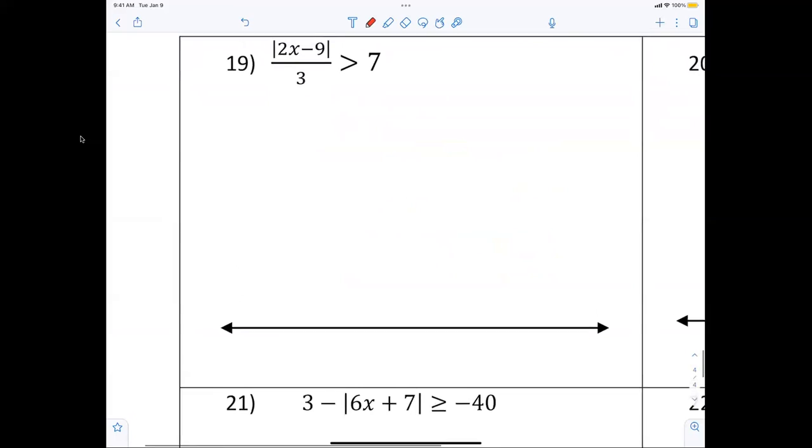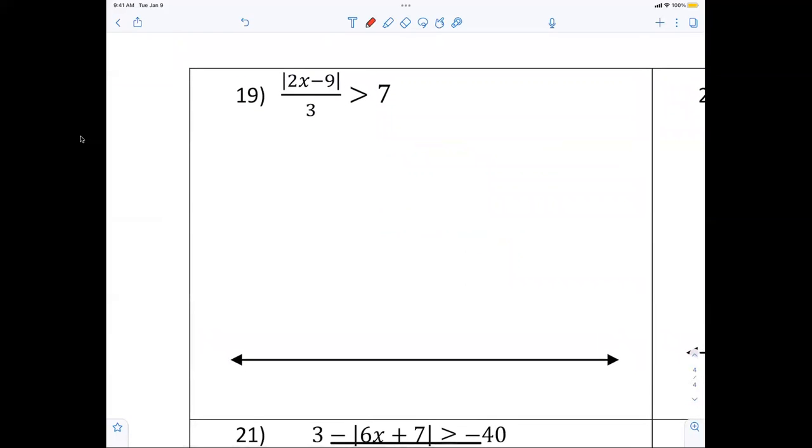All right, here we go. So number 19, I just have to do what?